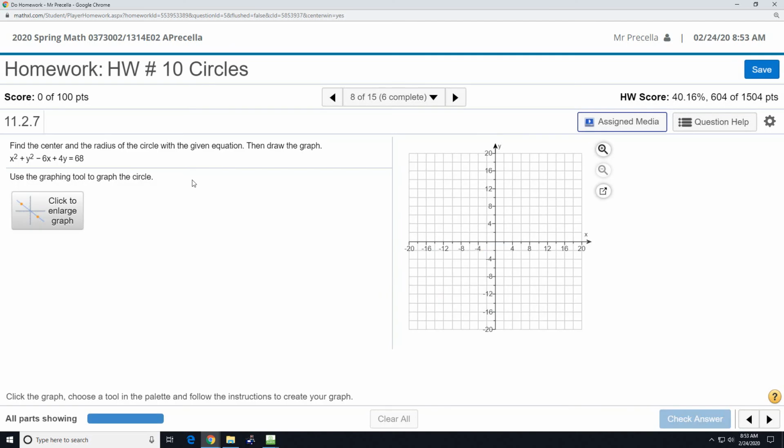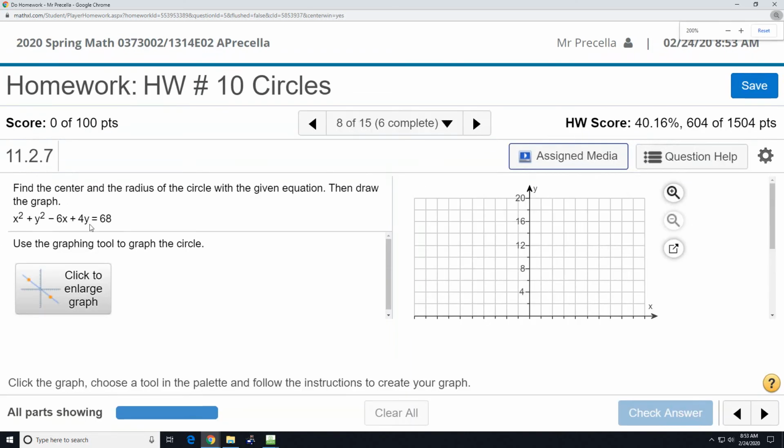Well, is this the same type of problem? Or is this one, notice, it doesn't have the parentheses. It still says find the center and the radius, and then it says graph it. So how the heck do we find the center and radius when it's been expanded? By expanded, I mean written without those parentheses.